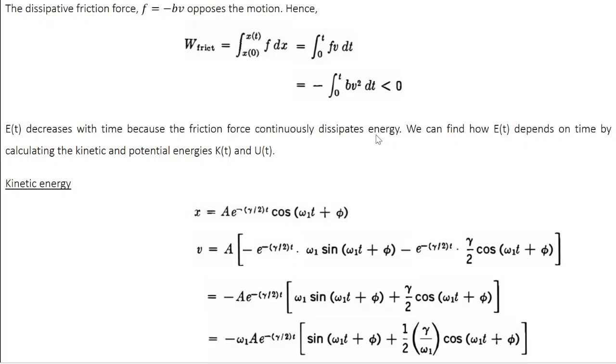Now what is the exact expression for E of t? We know that E of t is a sum of K of t, the kinetic energy, and U of t, the potential energy.